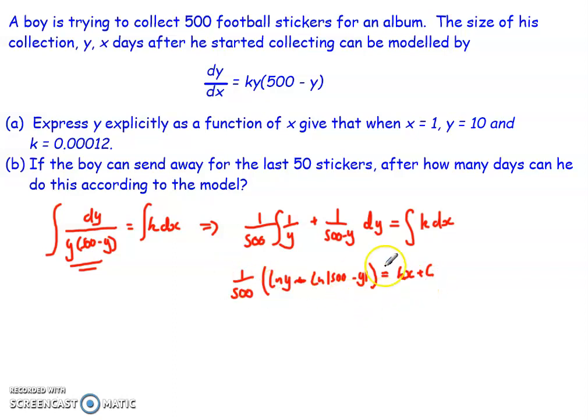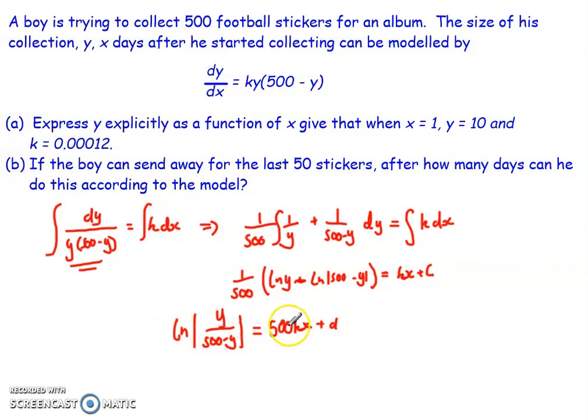What I'm going to do is take this 500 across now, and then sort this bit here using the rules of logarithms. So I'll end up with ln of y over 500 minus y equals 500kx. Now it's going to be plus 500 times c, but I'm just going to write that as plus a new constant, d. Because we don't know what c is, it's some sort of generic constant, so I can write it in that manner.